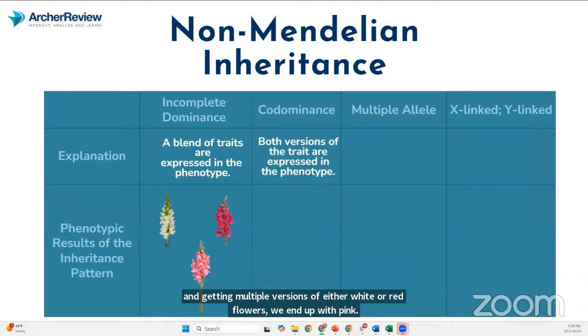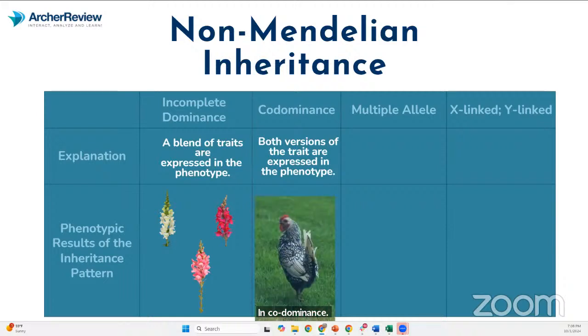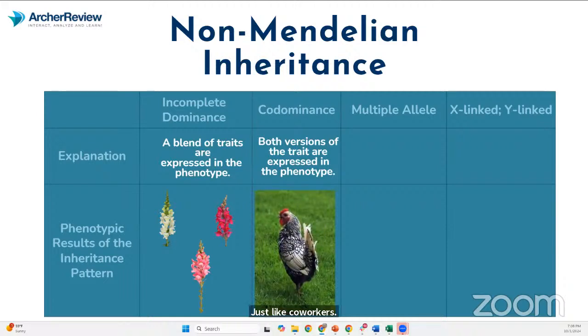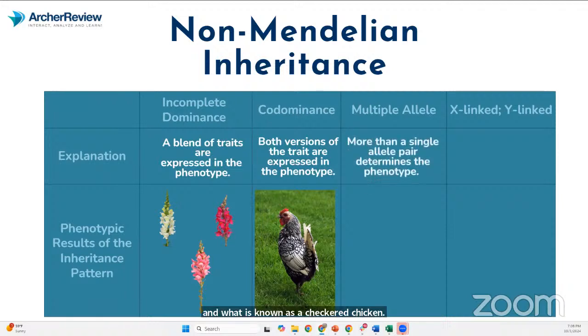In codominance, just like coworkers, both traits show up. If anybody has raised chickens, this is most obvious in what is known as a checkered chicken. And if you look at the feathers really closely, they have a checked pattern. There's no gray, it's either a black or white pattern that's there.